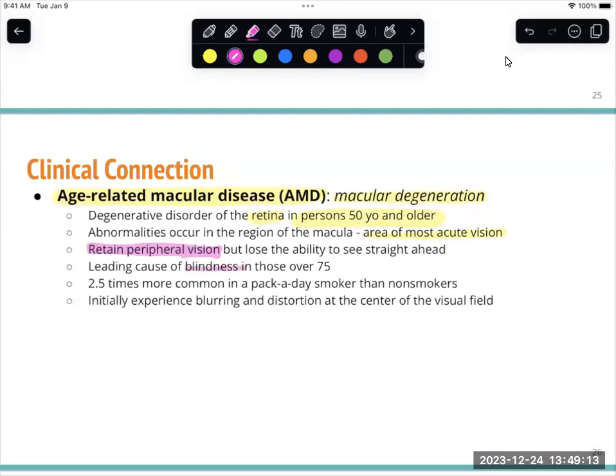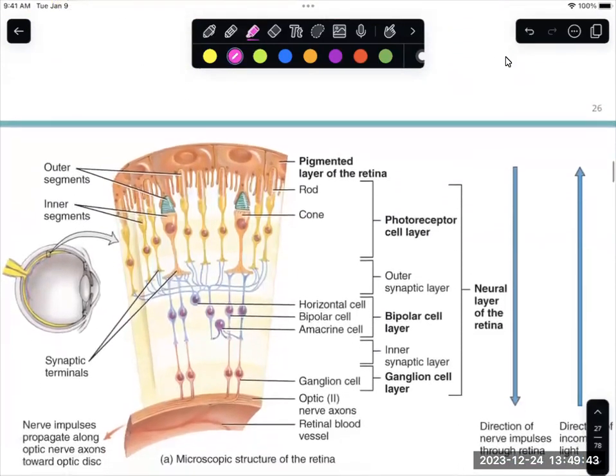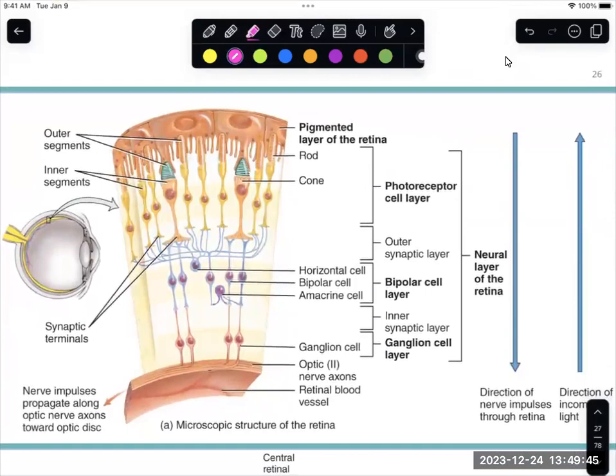This is actually the leading cause of blindness in those over 75, this age-related macular degeneration. In those who smoke a pack a day, it's more common. Again, smoking is going to affect everything somehow in your body. The visual field usually starts out with blurring and distorting, and people usually go seek out help when all of a sudden they can't see things quite clearly. So here's these different layers within this retina.